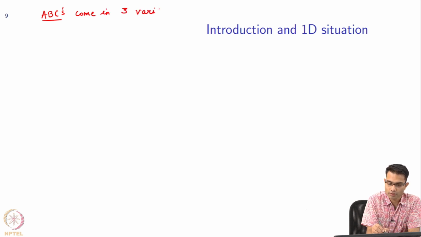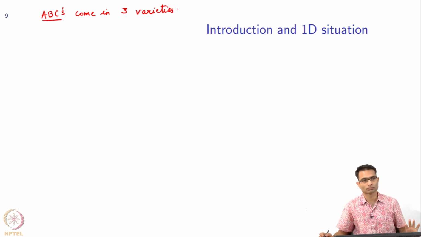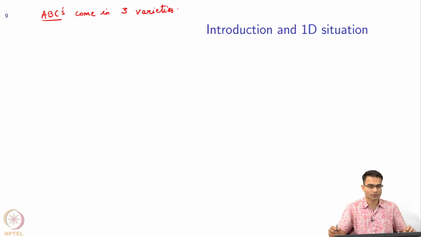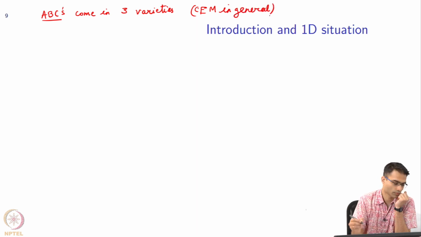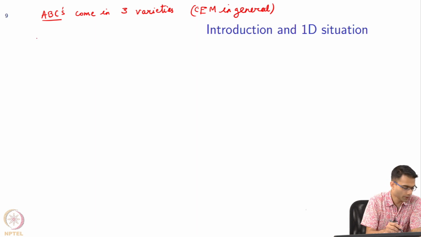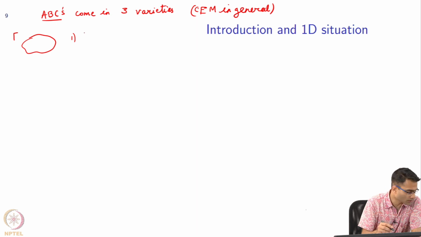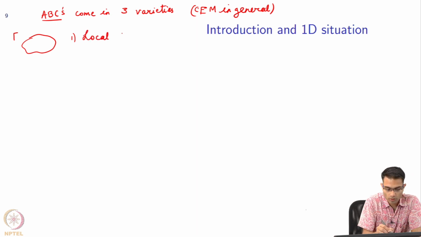They come in 3 varieties, and this is true of CEM, not just FDTD, okay. So, this is CEM in general. Okay. So, let us say that this is the computational boundary, okay, omega, gamma. So, the first variety is what would be called a local ABC.